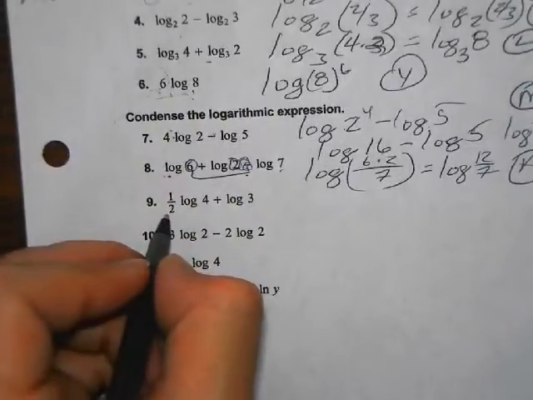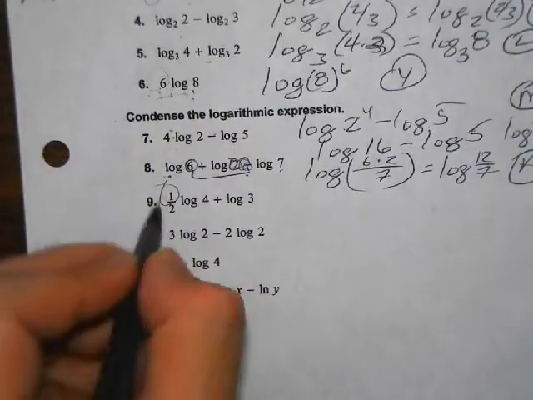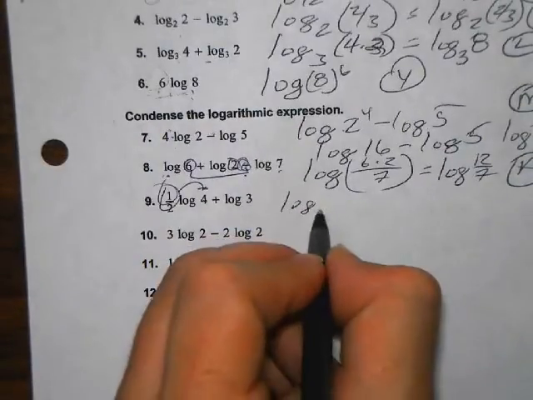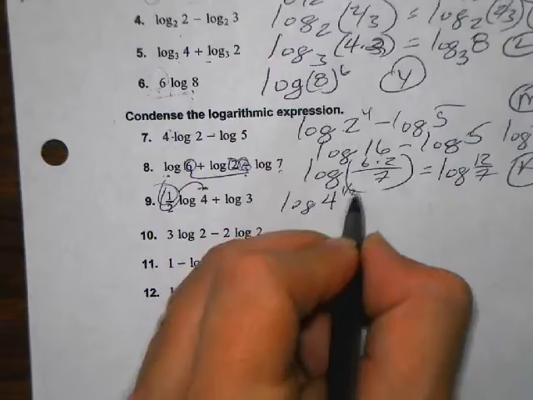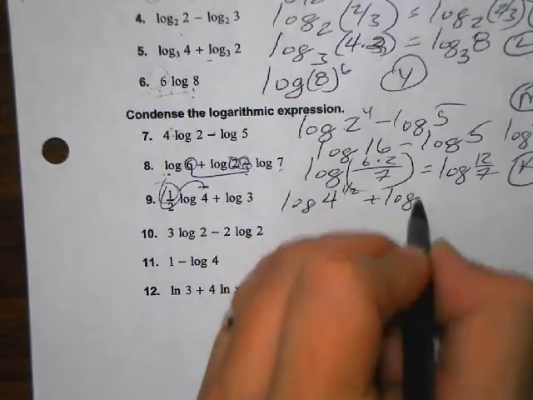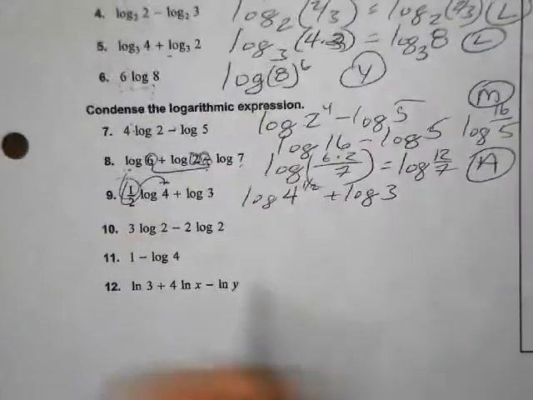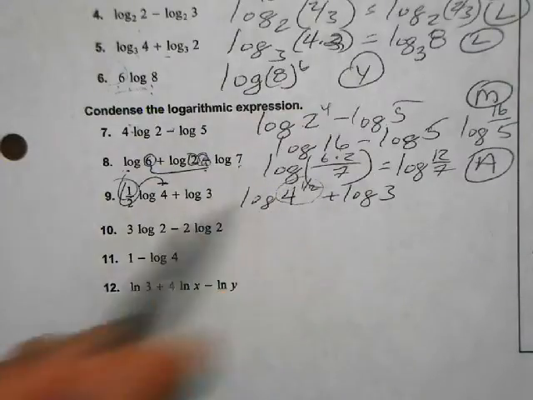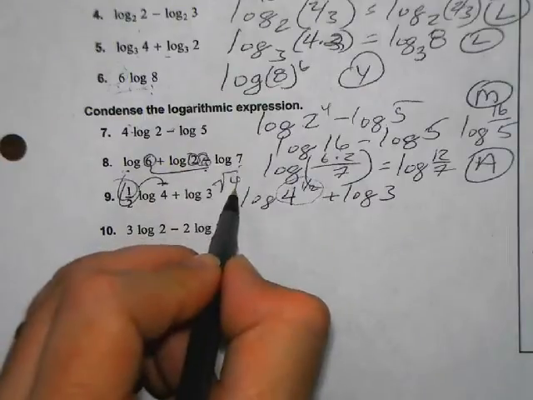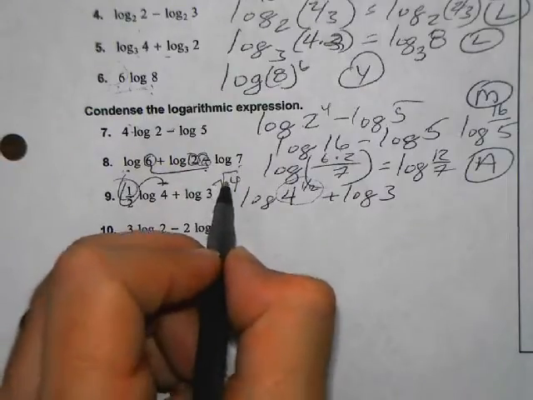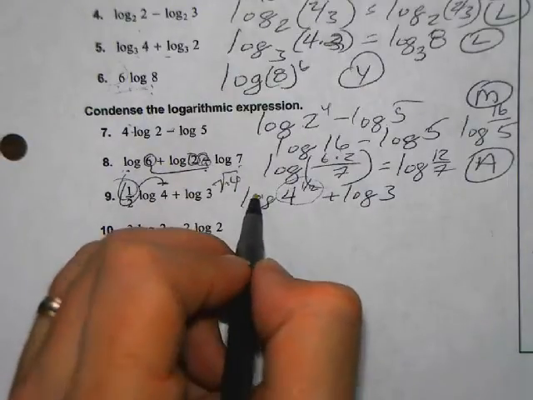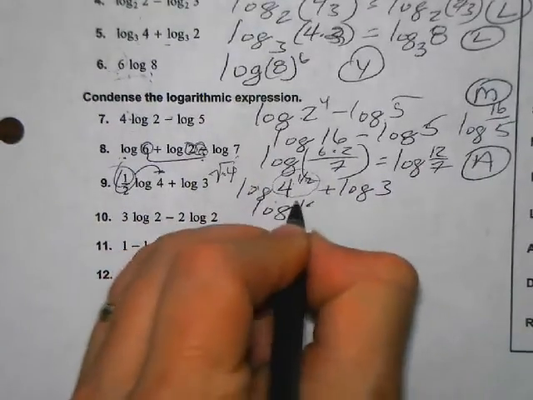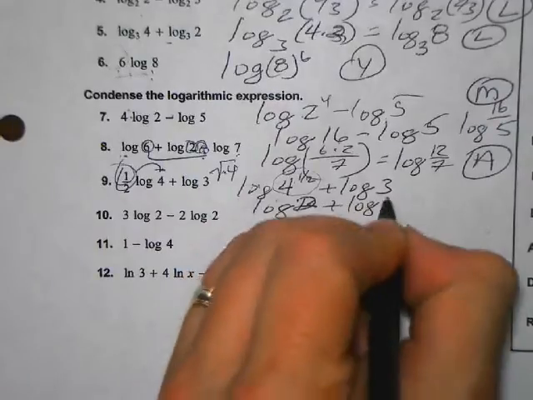Now we have the same exact thing. We're going to take our coefficient, and it comes up here to the very top. And this is log in base 10 of 4 to the 1/2 plus log in base 10 of 3. 4 to the 1/2 is another way of saying the square root of 4. And the square root of 4 is 2. So actually, this is log in base 10 of 2 plus log in base 10 of 3.